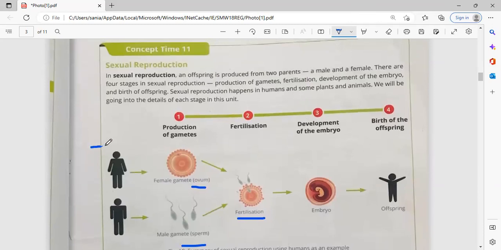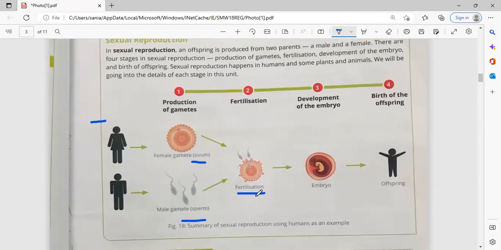What is fertilization? Fertilization is a process where the sperm and the egg come into contact. Sperm is from the male, and the ovum is basically the egg.